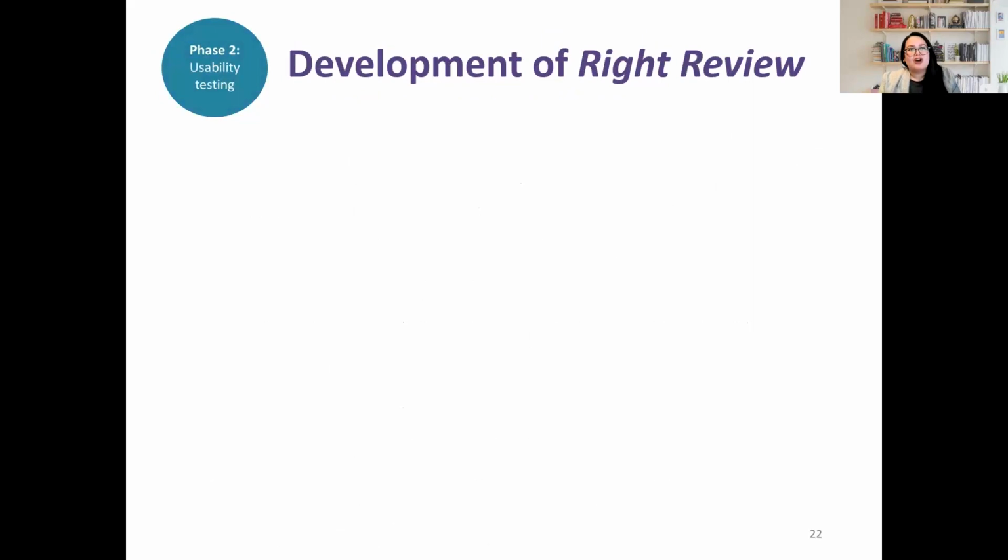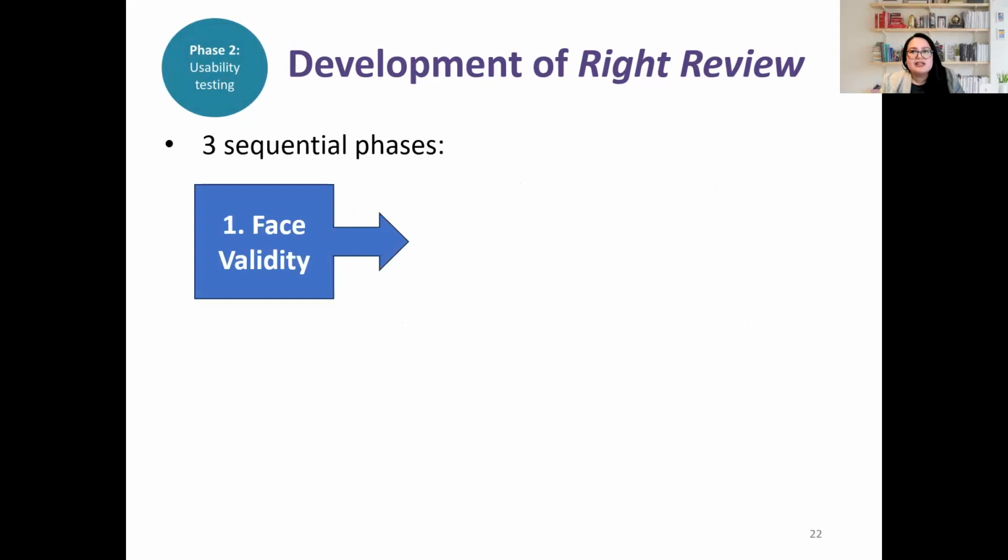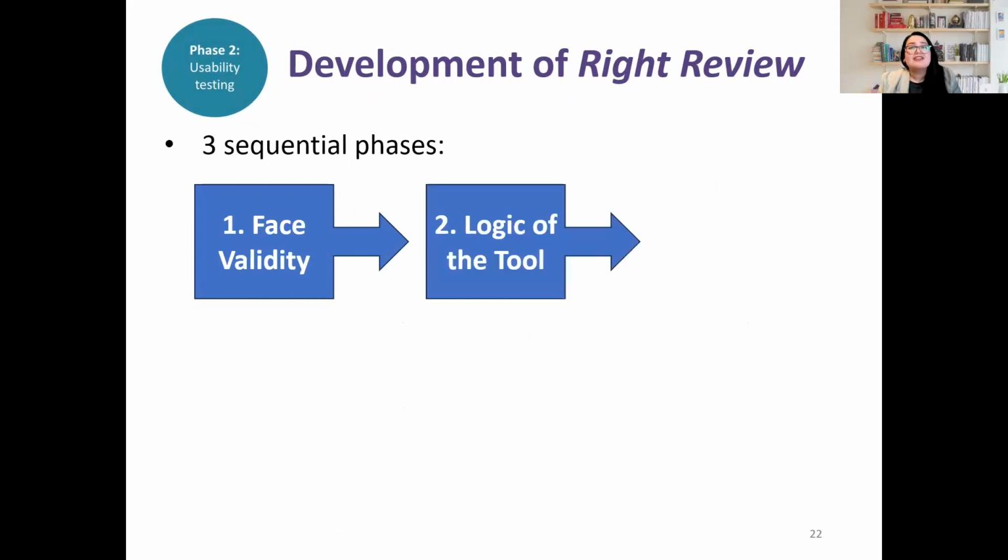So I'm now going to move on to phase 2, which was usability testing. We performed 3 sequential phases to refine the components of the tool. The first phase was face validity. So we wanted to capture, are the questions and answers actually valid? In phase 2, this was really focused on the logic of the tool. So do the combination of responses match with the attributes of the recommended methods?